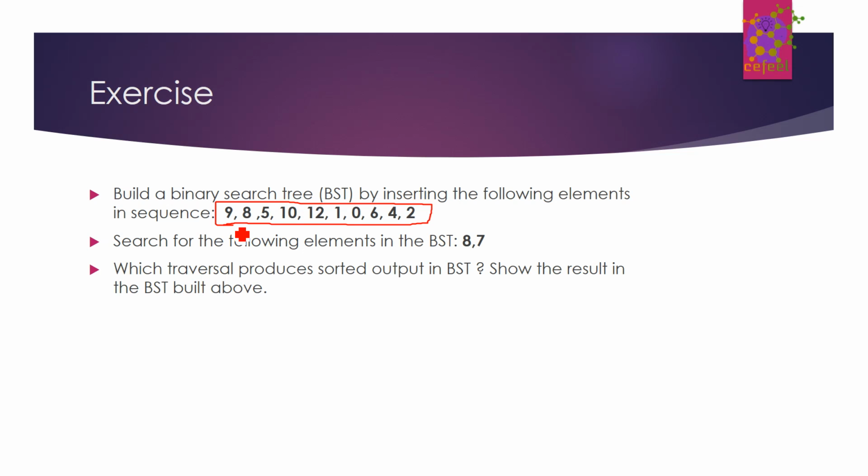Then the question: which traversal produces sorted output in a BST? We have already discussed this in the video. If you want to, please go back and revisit that part of the video, and show this result in the BST built above. So see which traversal it is and then execute that traversal on the binary search tree which we just built. Then delete the following elements in the BST, 9 and 1. After deleting, make sure that the binary search tree property is still there.